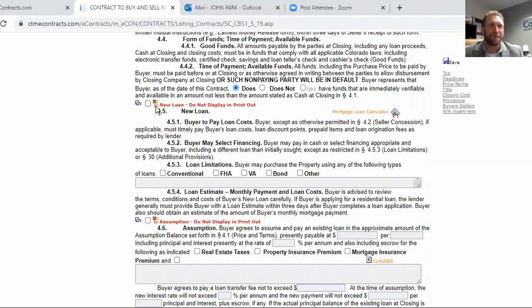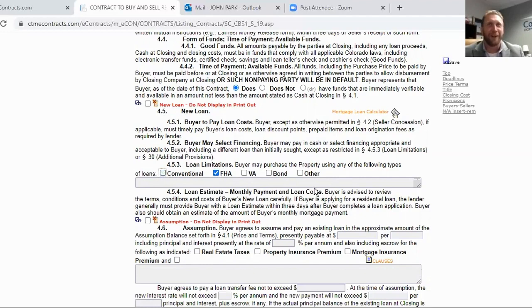Okay, so here, if you're buying it cash, we could delete all this. That's how you delete a section of the contract, by clicking this box. But for this case, we're going to leave it in the contract, so we're not going to delete this section. So we'll leave that not checked, and then we'll go to: are you getting a conventional loan for this house? FHA, 3.5% down on my $1,000,000, right?